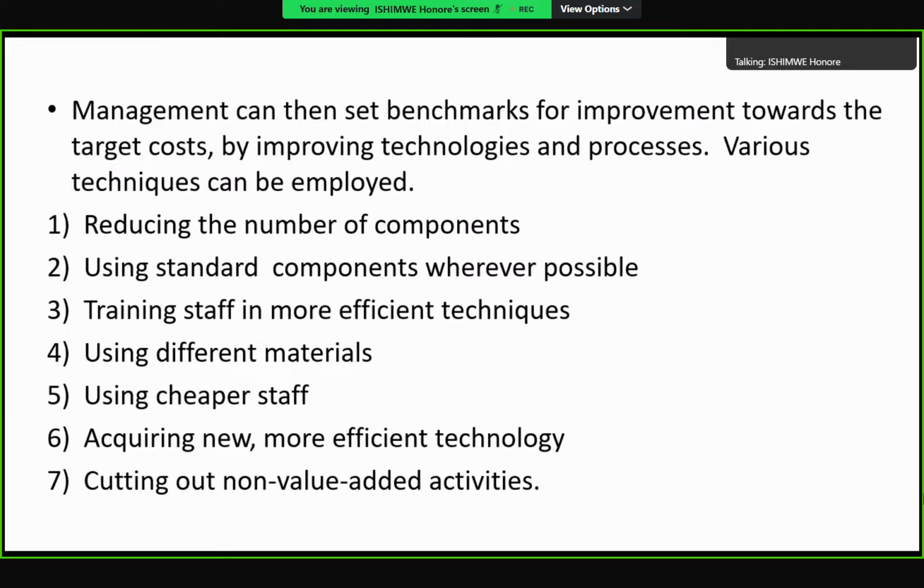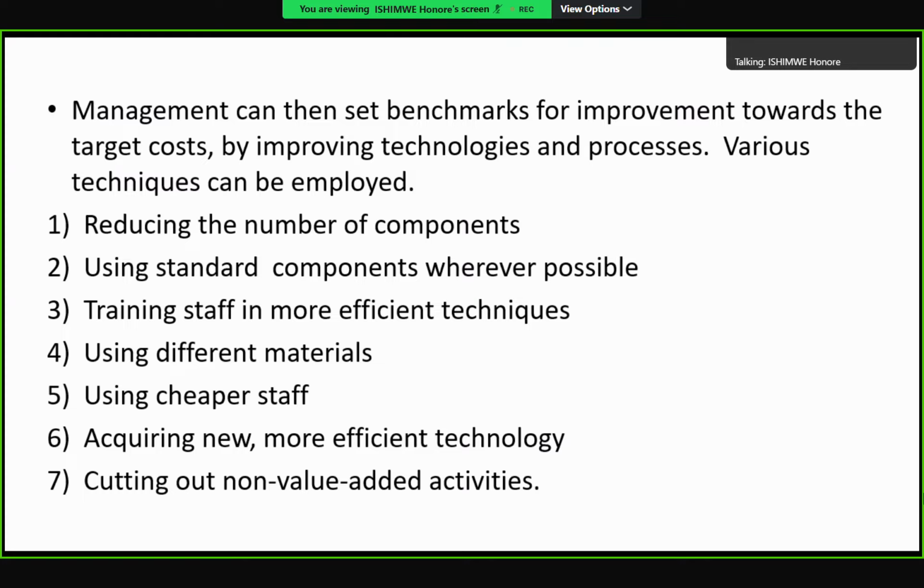Number 1, we can reduce the number of components we are using in the production of that product. It depends on the gap you have. Second, you can use standard components where possible, and you can train your staff to use efficient techniques that will help you to reduce cost. And you can use different materials where possible. That is about cheaper materials, materials that are not expensive, or that can be substituted for what you have. So it can enable you to close the gap.